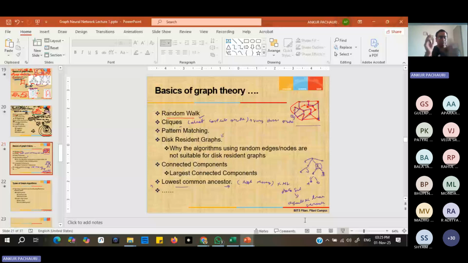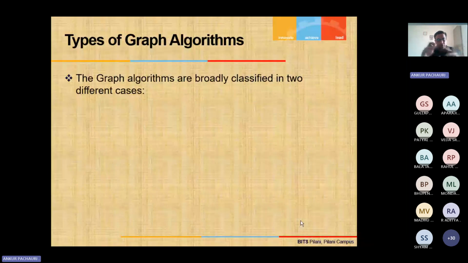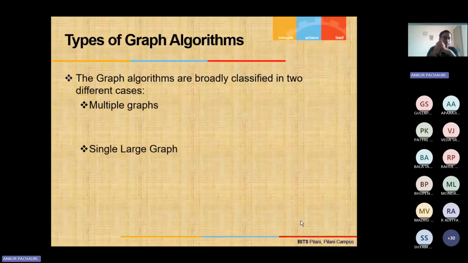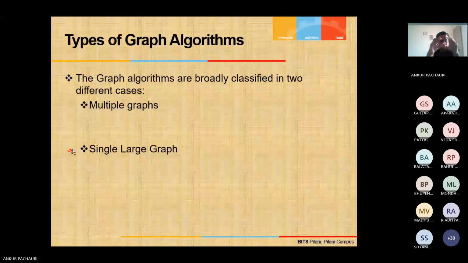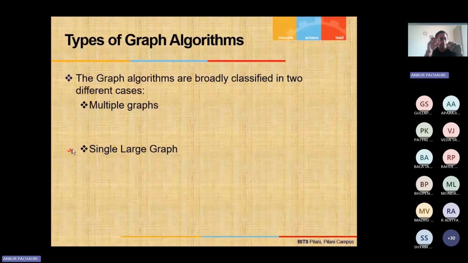Now let's move back to the codes. This was related to graphs. The graph algorithms that we will be working on will be classified broadly into two different classes, two different types of cases. One is a single large graph, for example a web graph or social media graph, in which we have a very large graph having millions of nodes and billions of edges. The number of edges in a graph will be comparatively higher than the number of nodes in a graph.